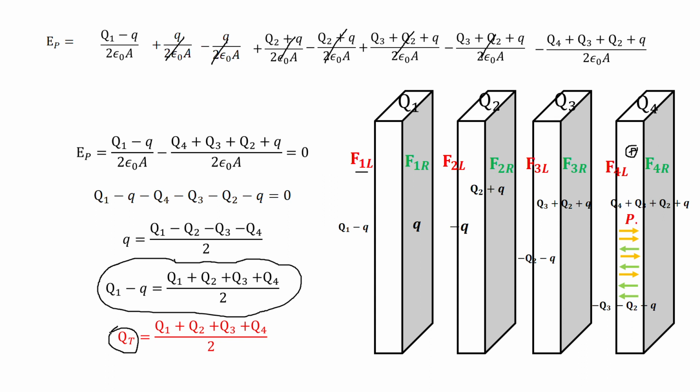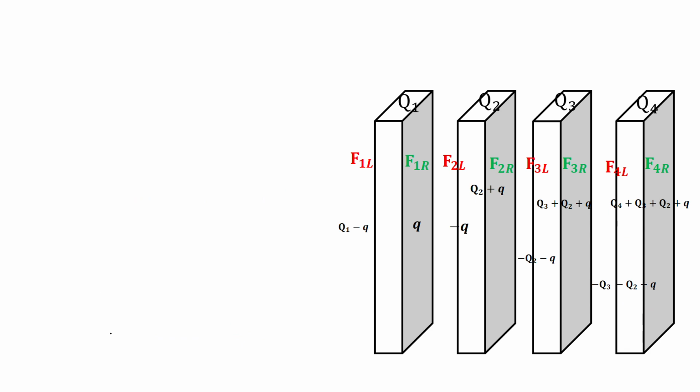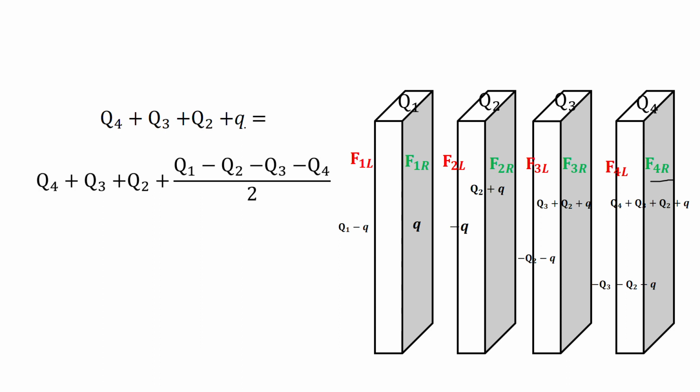Another important result that will come now is when we calculate the charge on the extreme right, that is on F4R, on this plate. The charge appearing on this plate is Q4 plus Q3 plus Q2 plus q. So when we substitute the value of q over here, we get this expression. Finally it comes out that this value is also (q1 plus q2 plus q3 plus q4) divided by 2.